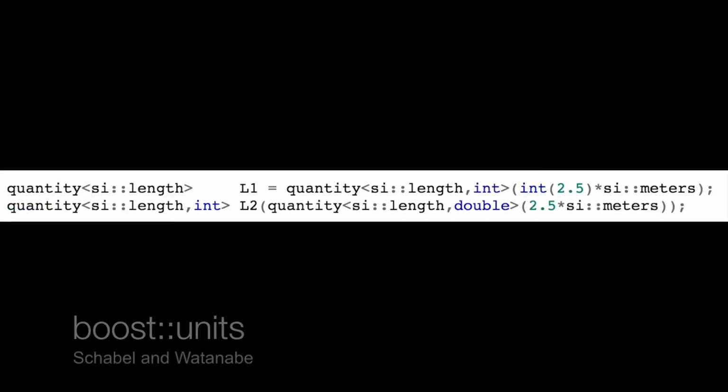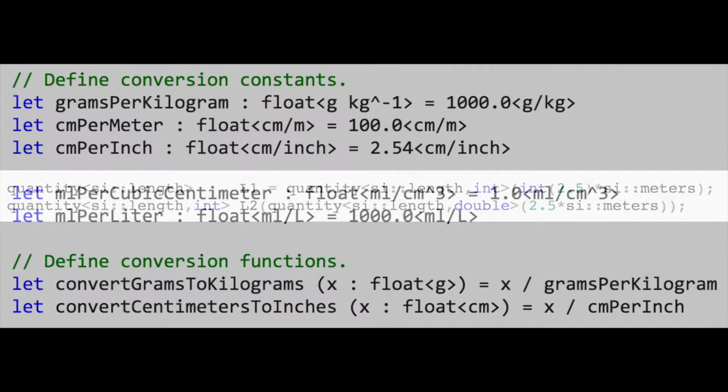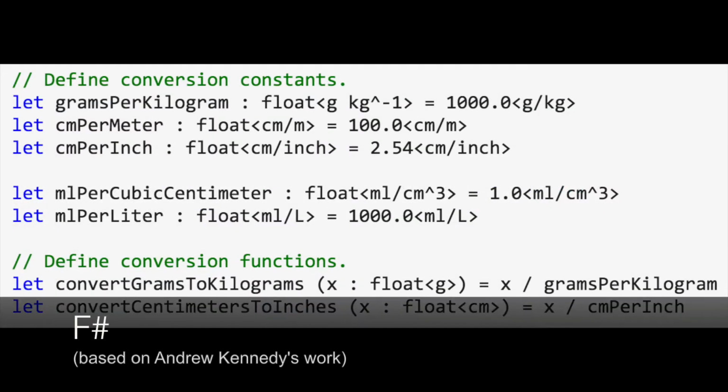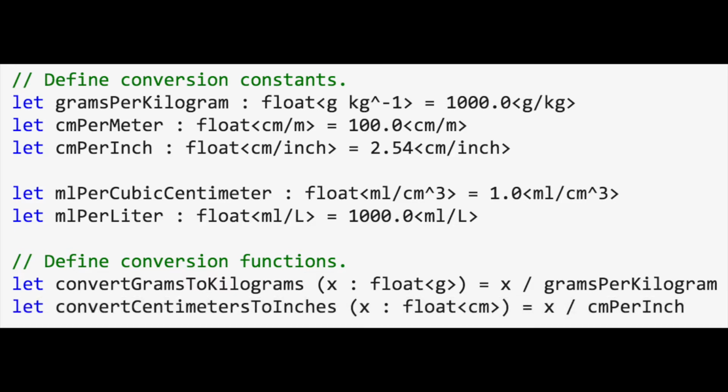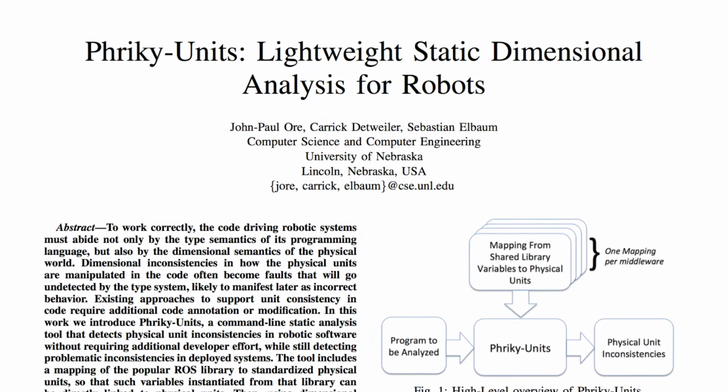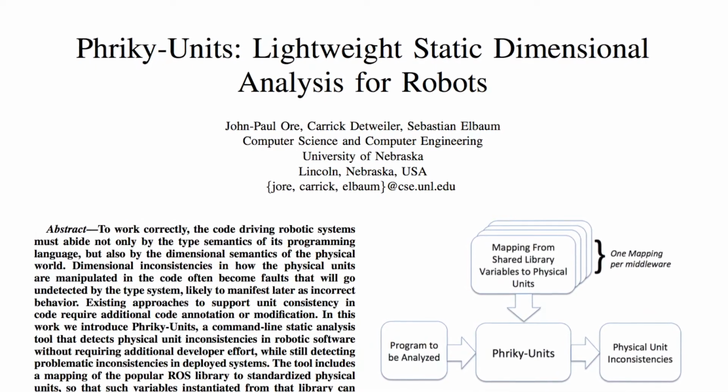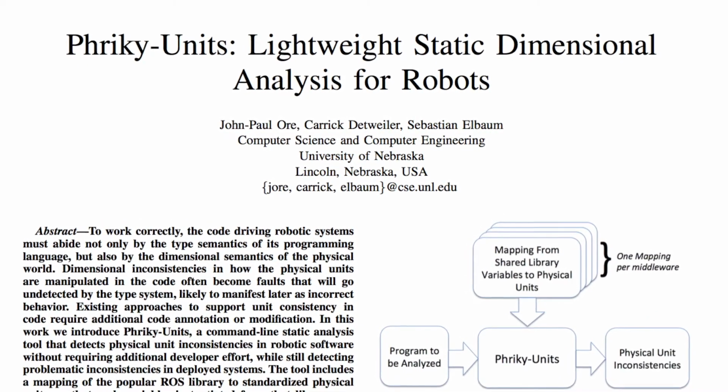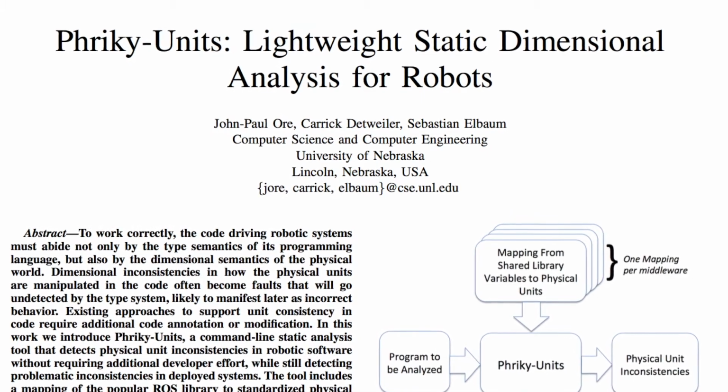Developers could avoid these faults by employing annotations or specialized languages. But these solutions have not yet been widely adopted due to the large effort required. Instead, Phriky-Units detects these kinds of faults in C++ in robotic systems with no programmer annotations.